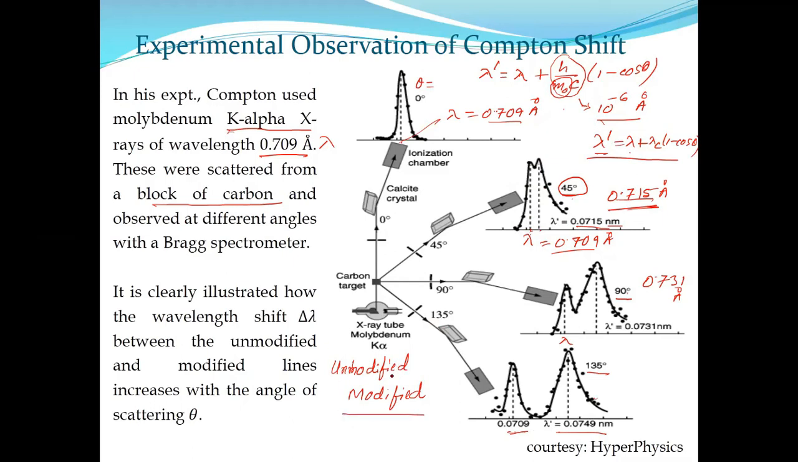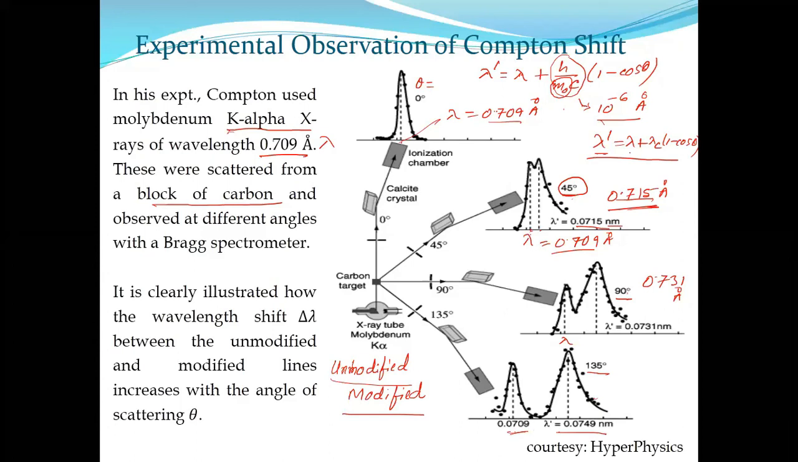And when atoms interact with the photons, we get unmodified lines. Then also wavelength changes, but the change is so small that hardly it can be detected. We cannot detect it by our instrument. That's why practically wavelength doesn't change whenever the whole atom interacts with the photon. So this is the reason for the origin of modified and unmodified lines.